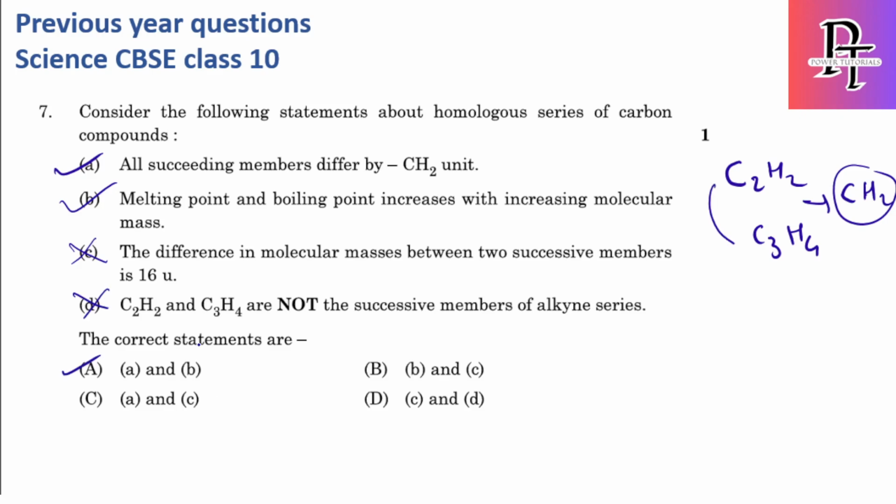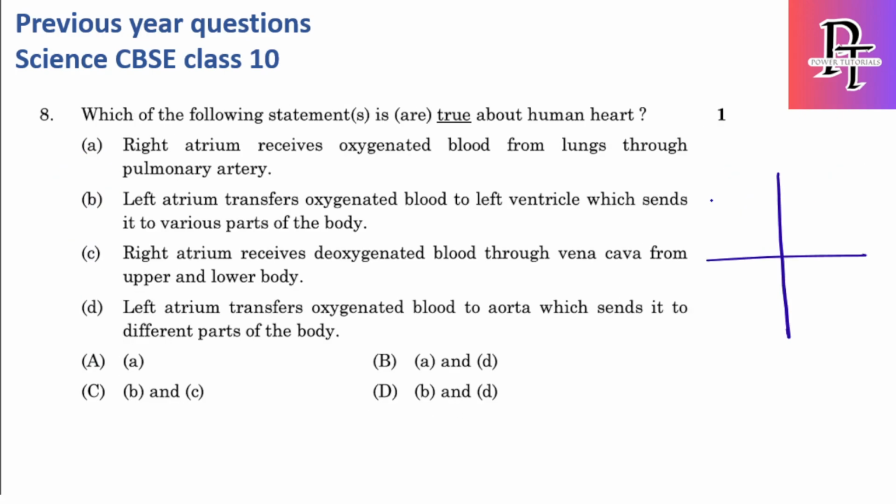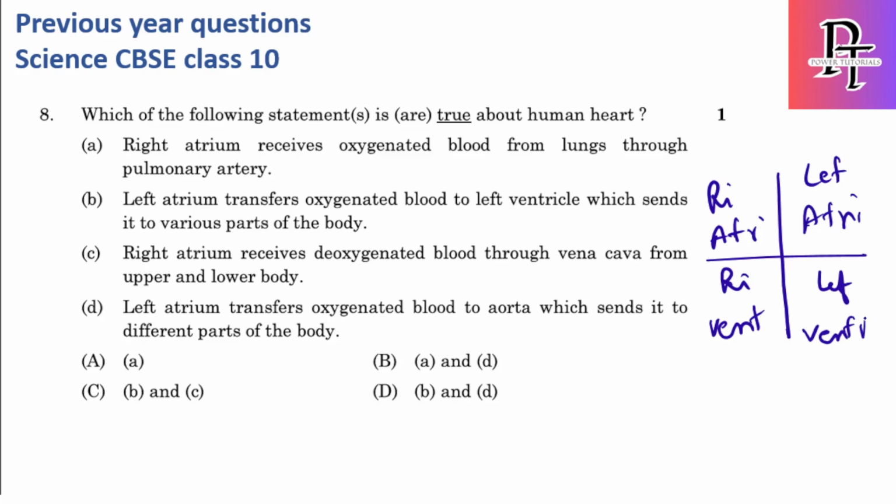Okay, let's move to the next question. Which of the following statements is true about the human heart? First of all, let me write. We have 4 chambers. These are right atrium, right ventricle, left atrium, left ventricle. So from the body, and this is the lungs.